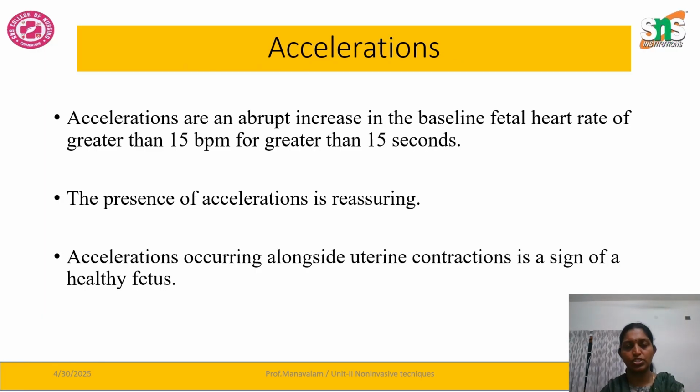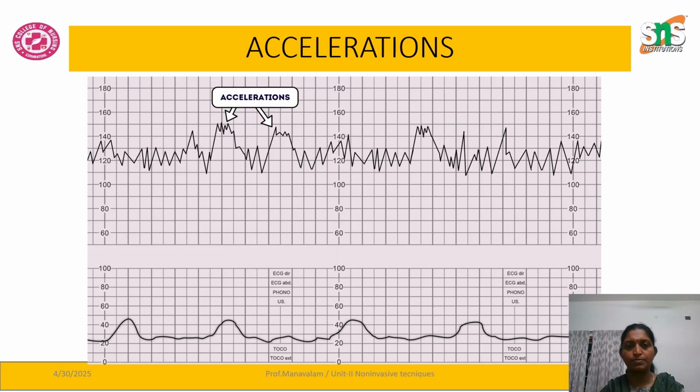First one is the acceleration. It is nothing but an abrupt increase in the baseline fetal heart rate greater than 15 beats per minute over a 15 seconds period of time. The presence of acceleration indicates the fetus is reassuring. It is indicating a healthy fetus. The acceleration or deceleration, whatever it may be, occurs alongside the uterine contraction. Because of uterine contraction, there is a variation in the fetal heart rate. This variation is acceptable, indicating the sign of a healthy fetus.